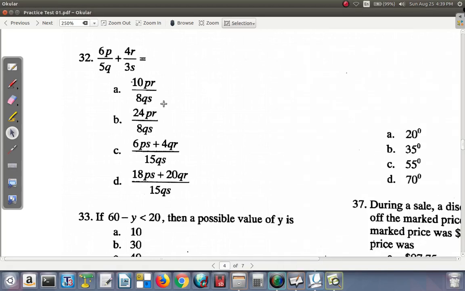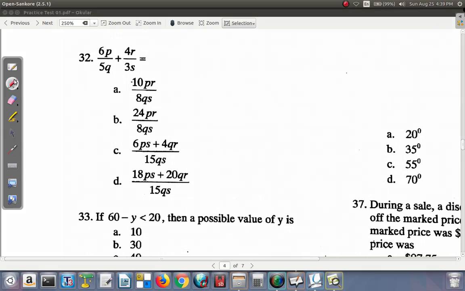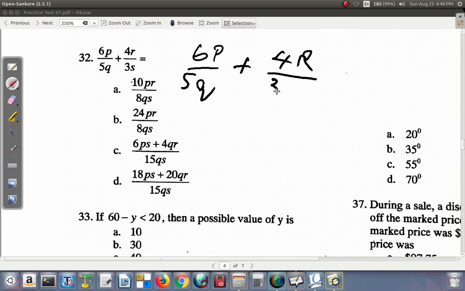Question 32. 6p over 5q plus 4r over 3s is equal to, right, this is a fraction. You have 6p over 5q plus 4r over 3s.